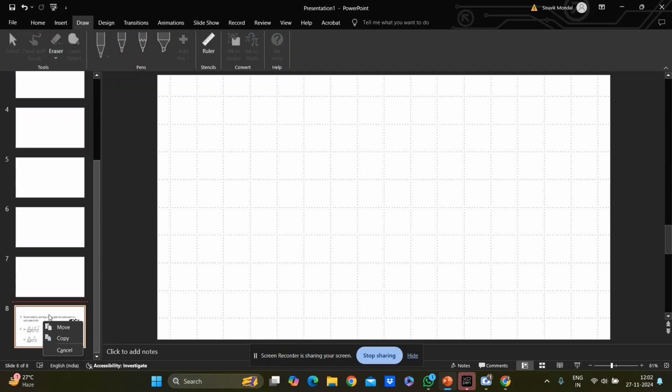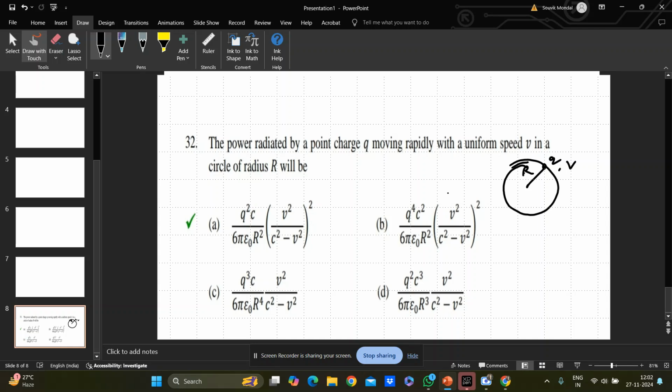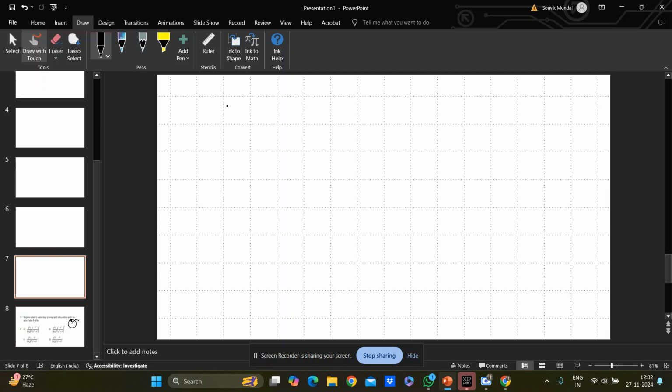Sorry, maybe I pasted it on the last page. But it doesn't matter. First let me tell you the formula for this, and then I will tell you how to get that formula and how to memorize it.